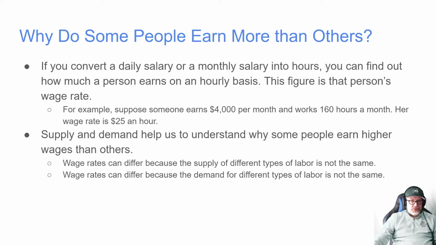Supply and demand helps us to understand why some people earn higher wages than others. For example, wage rates can differ because of the supply of different types of labor. It's not the same, and it's not just that it's not the same across professions, it's not the same in that profession regionally. If you think about this, in the wintertime, there are going to be fewer people demanding manual labor, meaning people that cut grass and stuff like that. Whereas in the South, where they're not affected by the same climate, there wouldn't be as drastic of a change.